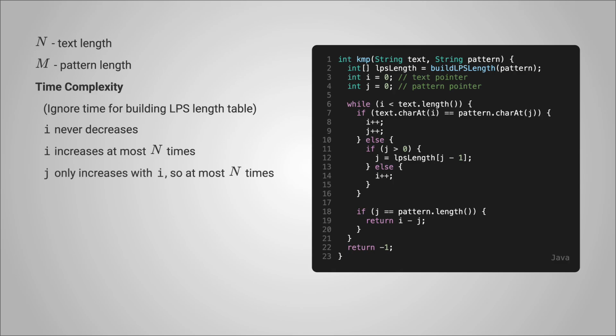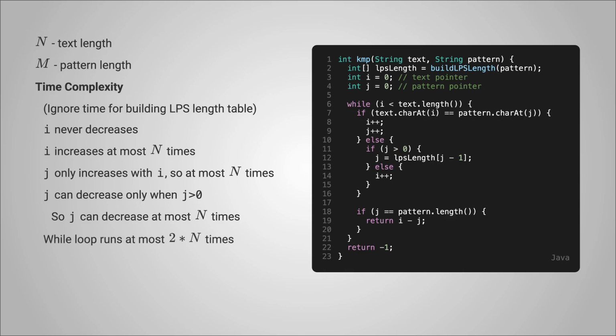The pointer j for the pattern only increases with i, so it also increases at most n times. Another key observation is j can decrease only when j is greater than 0, so j can decrease at most n times. As a result, the while loop runs at most 2n times, giving a time complexity of O(n). For space complexity, the algorithm requires O(m) space to store the LPS length array.